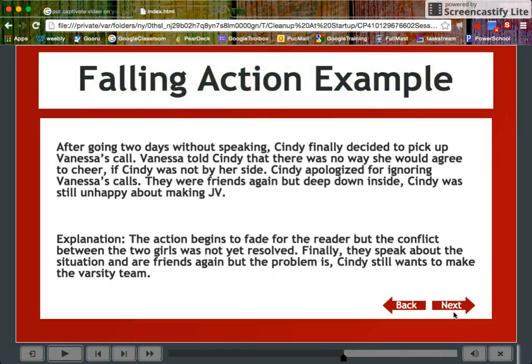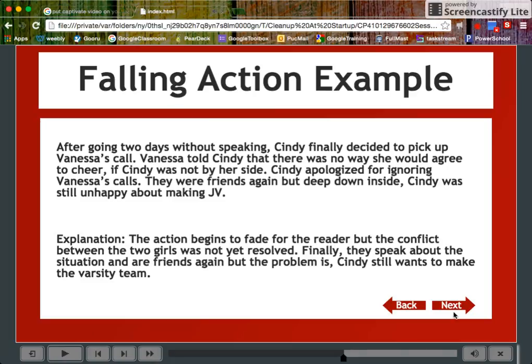Falling action example. After going 2 days without speaking, Cindy finally decided to pick up Vanessa's call. Vanessa told Cindy that there was no way she would agree to cheer if Cindy was not by her side. Cindy apologized for ignoring Vanessa's calls. They were friends again, but deep down inside, Cindy was still unhappy about making JV.